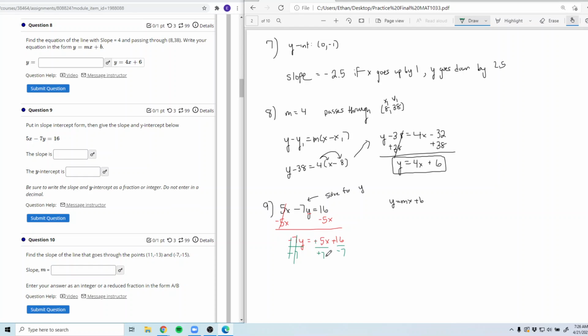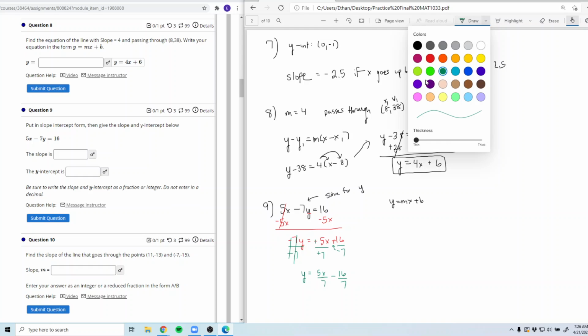When we do that, the negatives cancel in the first term, and we got y equals 5x over 7. And then here we have 16 over negative 7. If you prefer, which I would, just change the plus sign here to a minus by moving it up. We get minus 16 over 7.